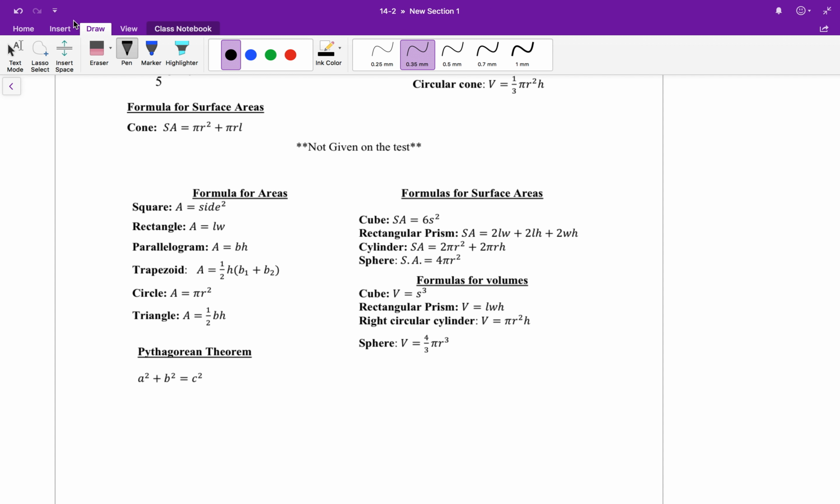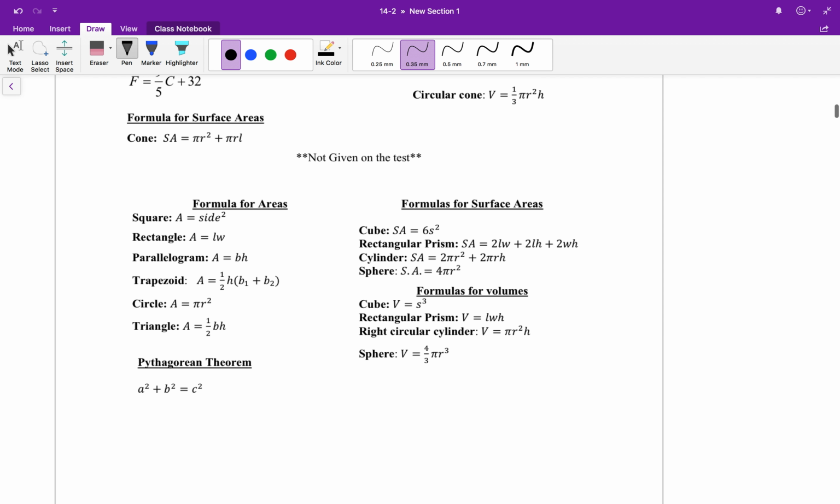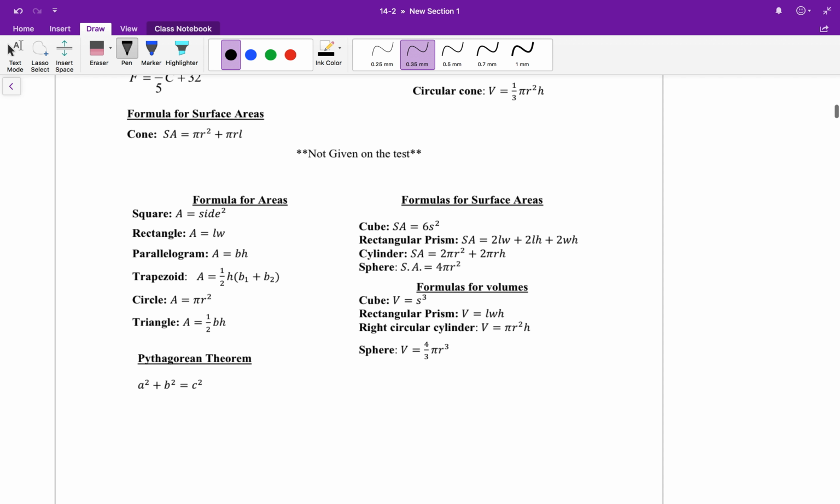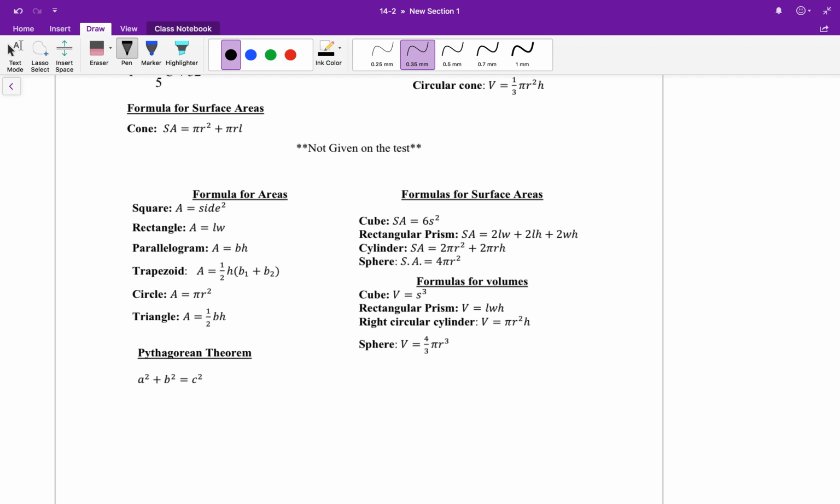Now we're going to look at the formulas for area that we're going to have to learn. If you look at the very front of your packet, there's a whole list of formulas for this test. Some of these are given on the test, but most of them are not. And I didn't just randomly choose these. These are the formulas that the Praxis says you could be asked about, that they would expect you to know.